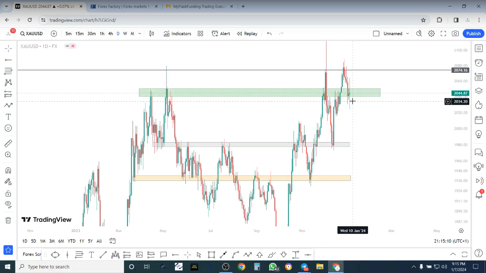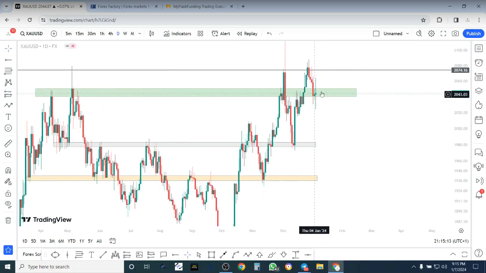You understand? However, if I see a daily bullish candlestick close above here, then I'll go to a much lower time frame, plot a zone, wait for price to come into that zone, respect it, then I'll buy back into the 2074 area, which is this line I have here. Okay. You understand? So that's my mindset looking at gold going into next week.